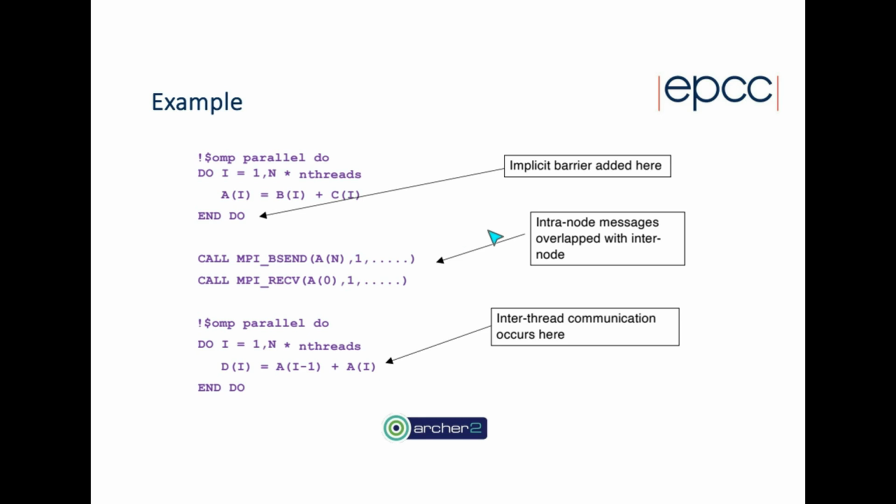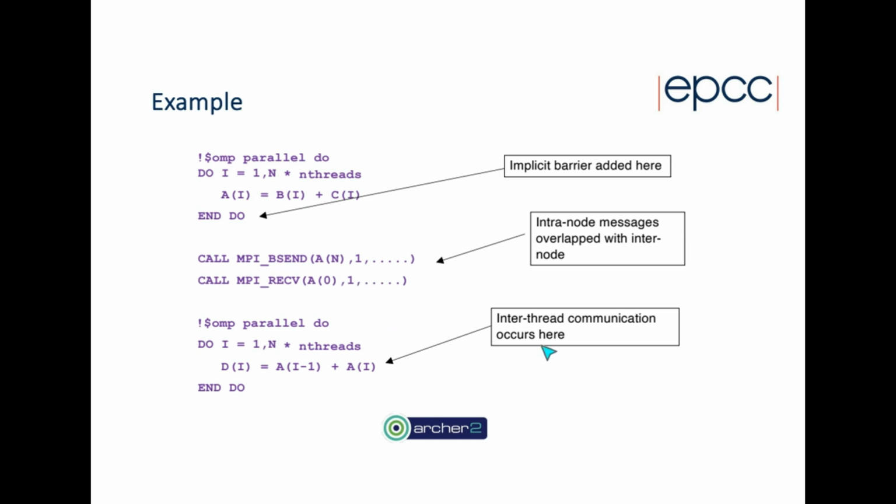Now we have the MPI messages, as I said before. Some of these messages will be between MPI processes on the same node, so those are the intranode messages, and some will be between MPI processes on different nodes, those are the internode messages, and those naturally happen at the same time.